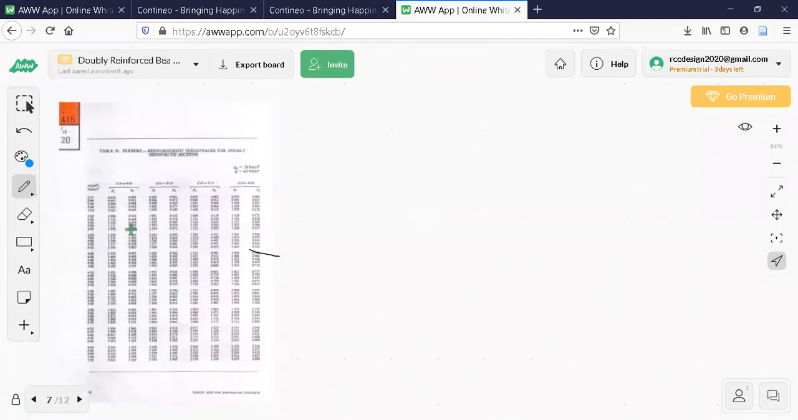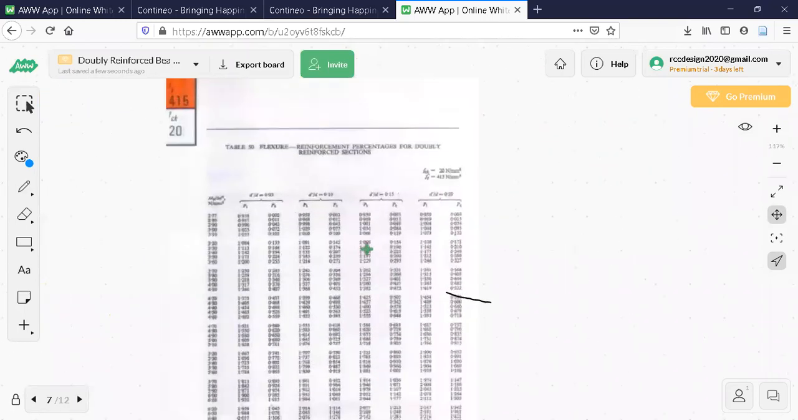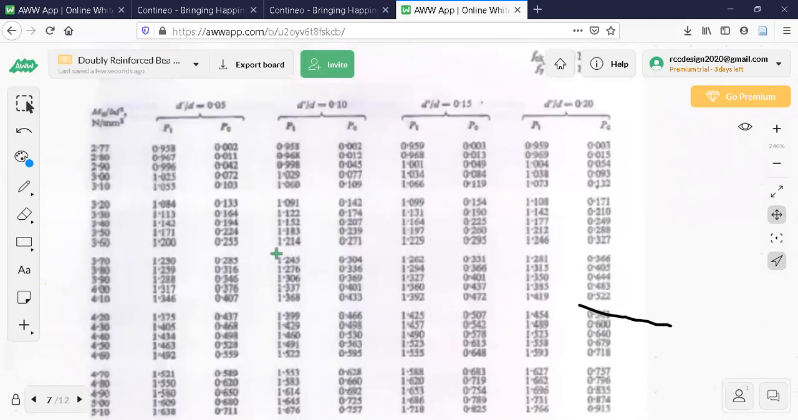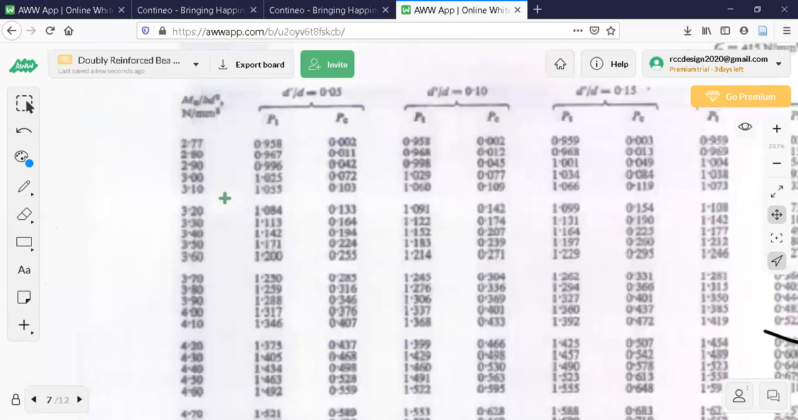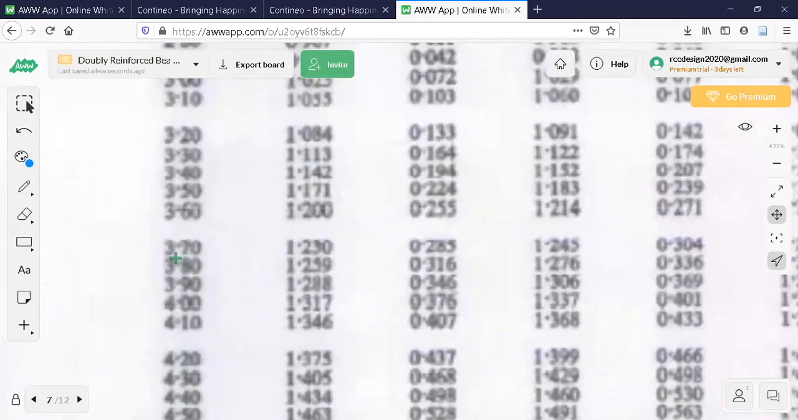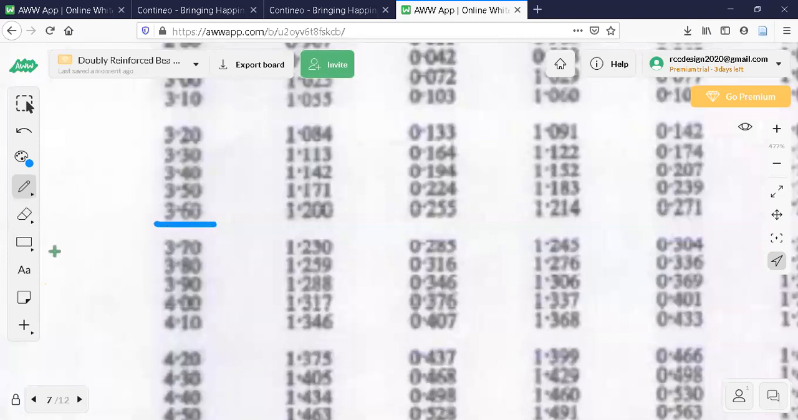Now look at this table carefully. You look at this 415 and 20. You must see this one first. Randomly you cannot choose any table. Now you see this one, top 415, 20 combination, 3.6. You can see the first column is Mu by bd square. In my case it is 3.6. You have to interpolate it if it is not there. Now it is there only. In this problem it is there. 3.6 is here, see.